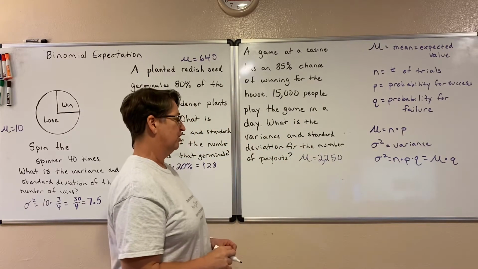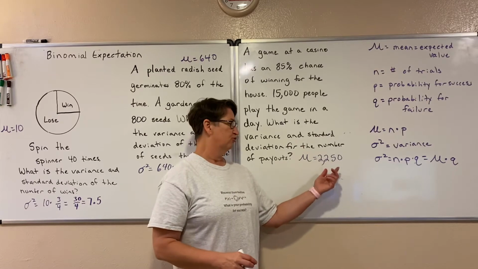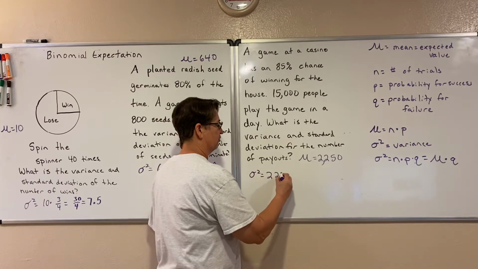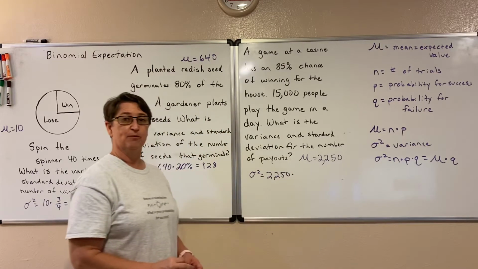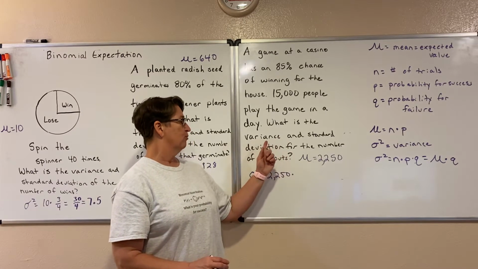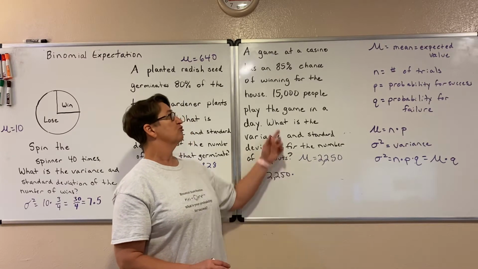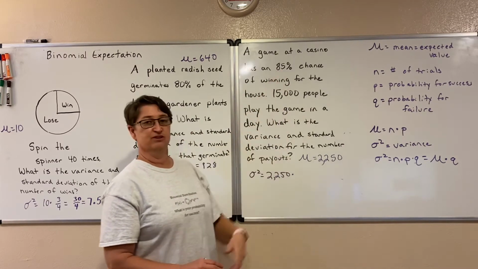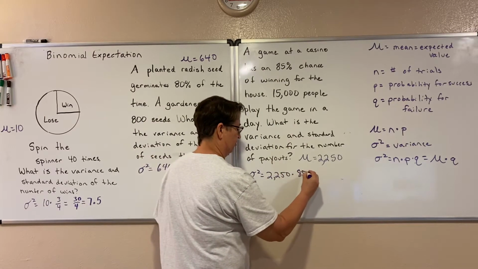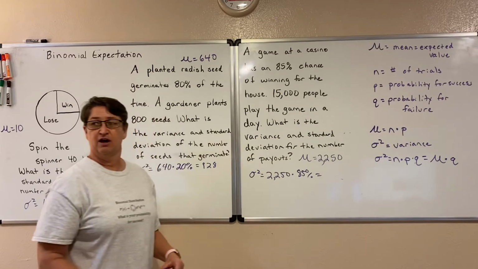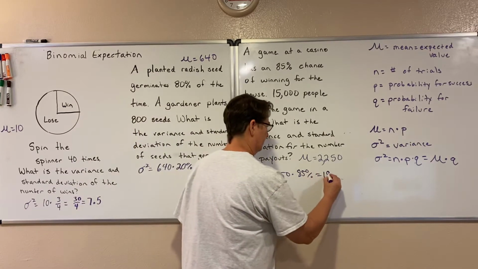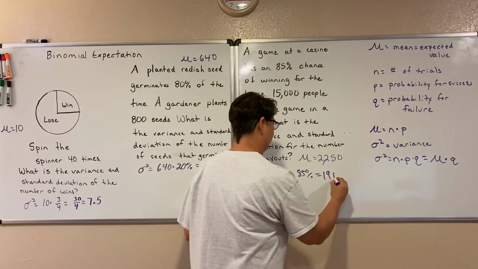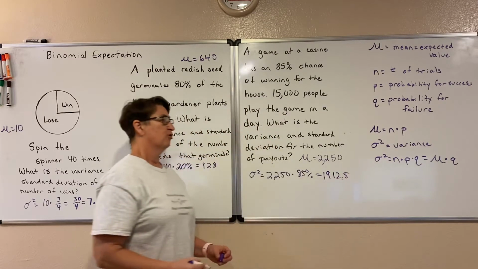Here at the casino, we found the expected number of payouts was 2,250. To find the variance, I take that 2,250 and multiply it times the probability of failure. Payouts was our probability of success last time, so the complement to that is the 85%. So the variance of the payouts is 1,912.5. So that's the variance.